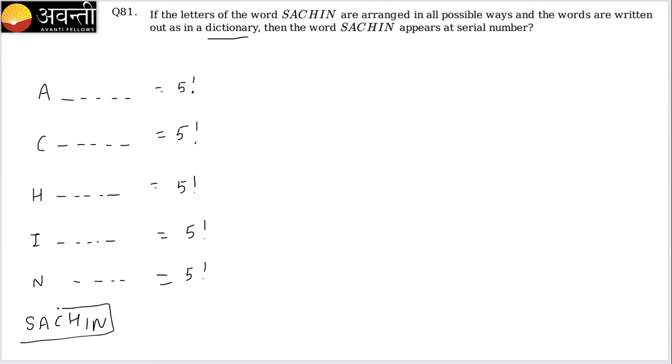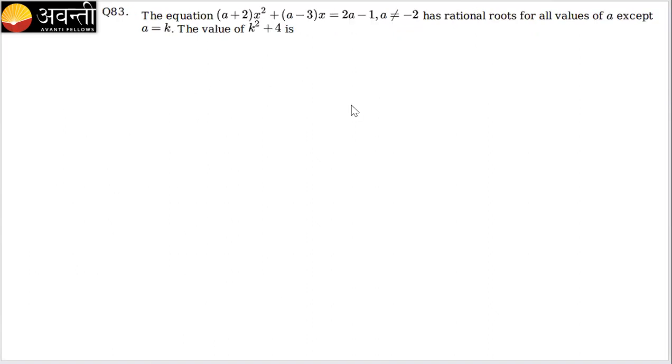So the word Sachin appears at serial number. All this, 5 factorial plus 5 factorial plus 5 factorial, is actually 120 each, right? So up to 600 it will come, and this word will appear at 600 plus 1, which is 601. So it appears at serial number 601. Got it? Let's move on to the next question.